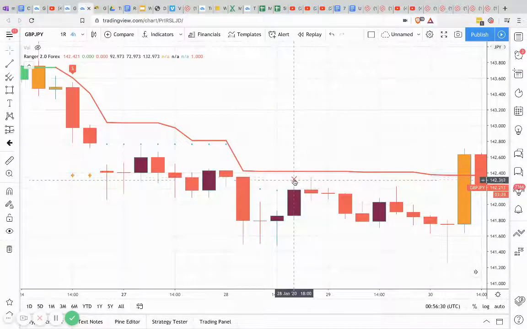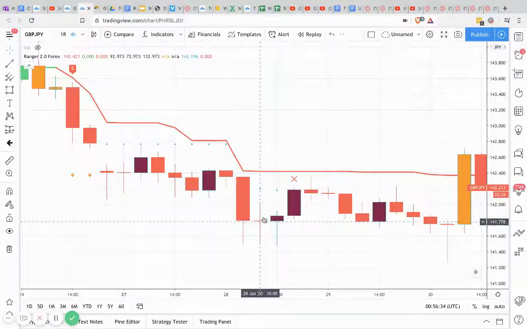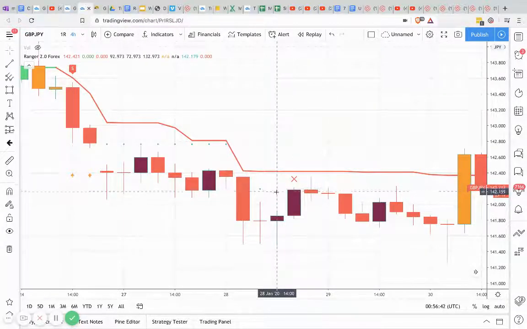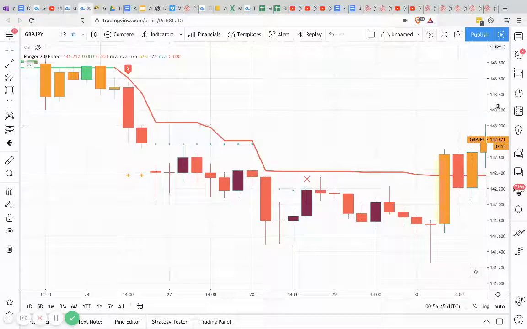And again, this red X marks the candle here. The candle, but not the exact spot. It's not this point right here. It is the horizontal equivalent of this blue dot. So I hope that makes sense.